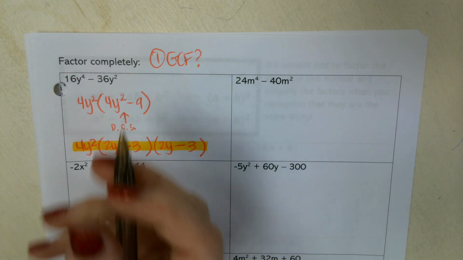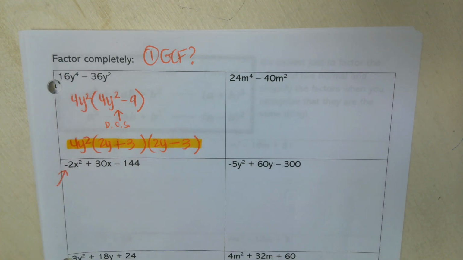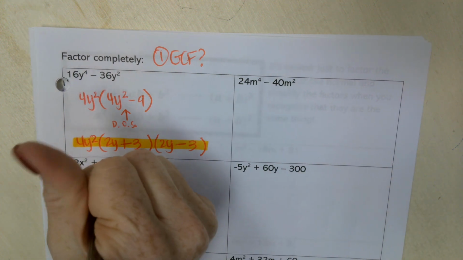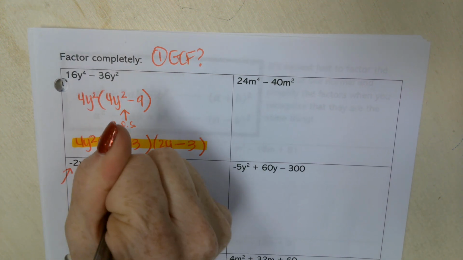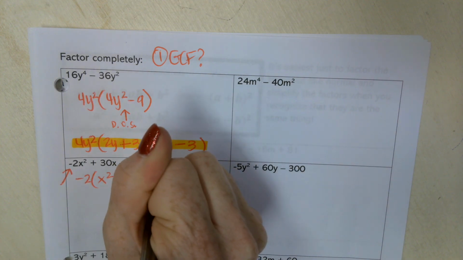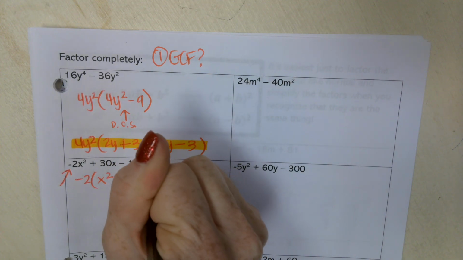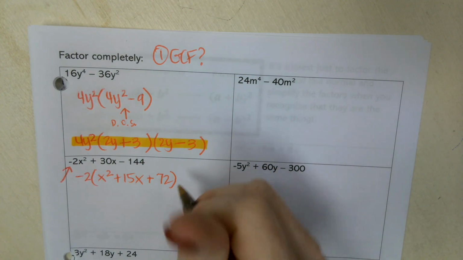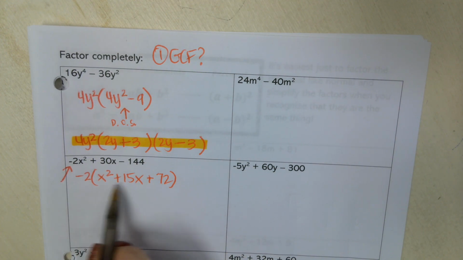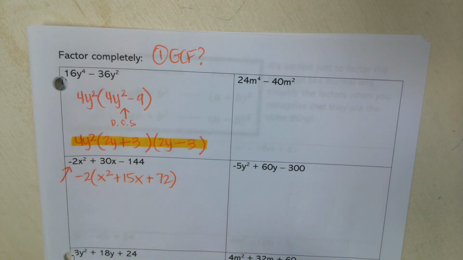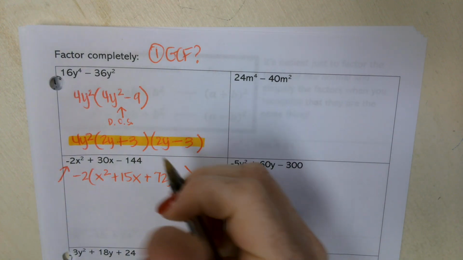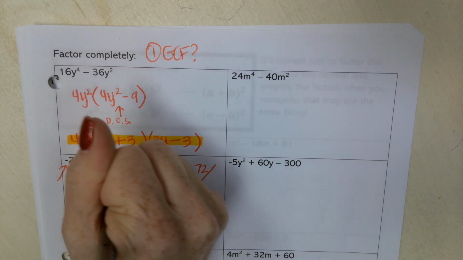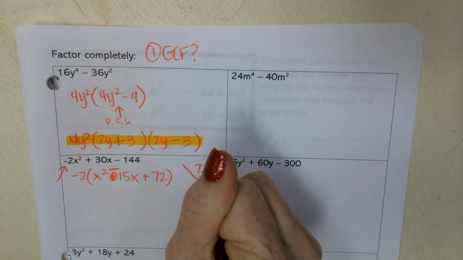Right here, we do not like negative leading coefficients. So I need to divide out a negative 2. This gives me x squared plus 15x minus, plus 72. Now right here, you've got a trinomial that you need to try and continue factoring. If you list your 72 on the top, and that should be a negative 15 right here.